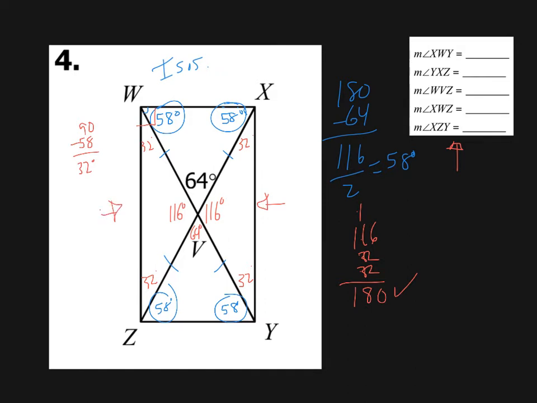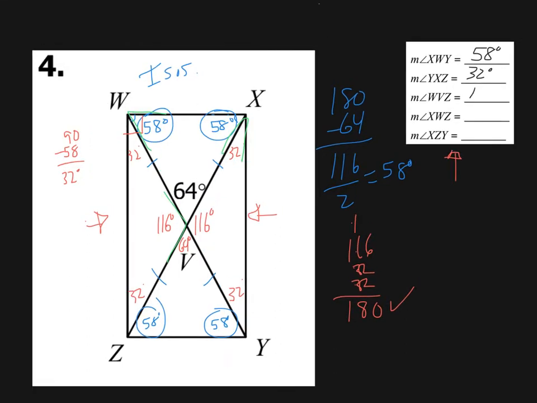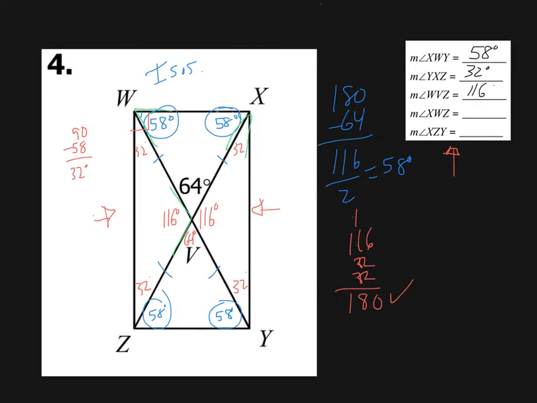So now let's go through and see how we do naming them. Let's see. Angle XWY is going to be this angle right here. That's going to be 58 degrees. And YXZ is going to be right here. That's going to be 32 degrees. And WVZ is going to go from W towards V to Z, that big angle right there, 116. Sorry about the jumpiness on the screen. I guess my hand keeps hitting the iPad here.